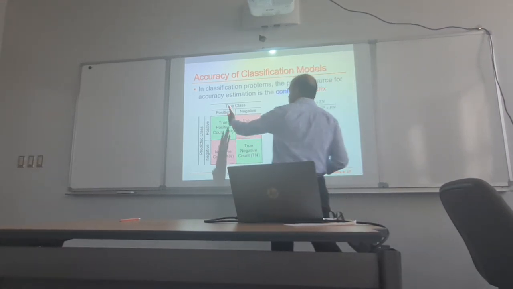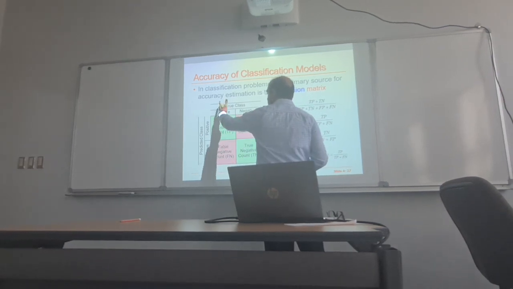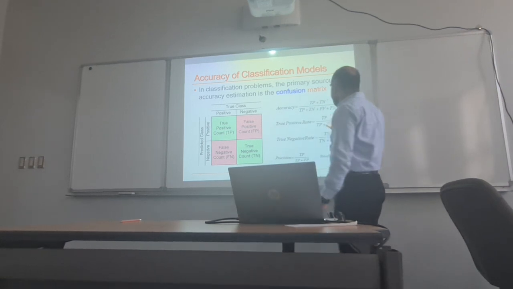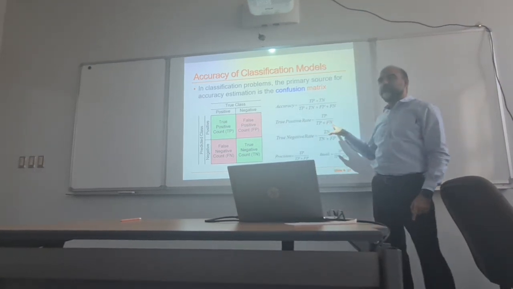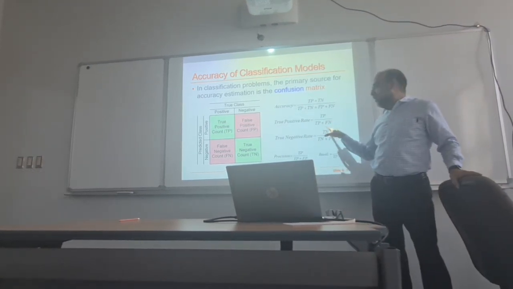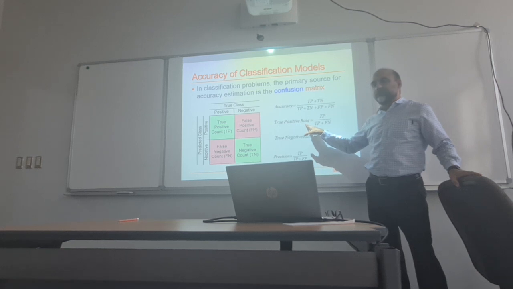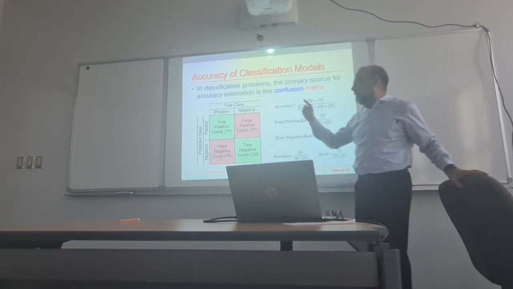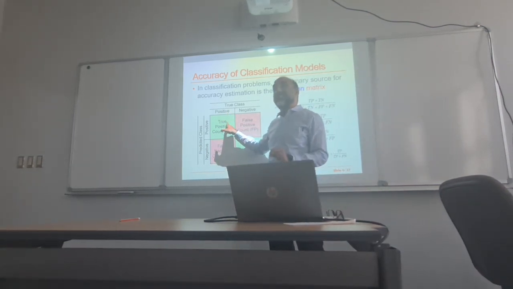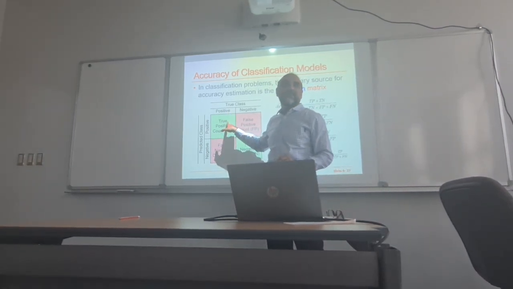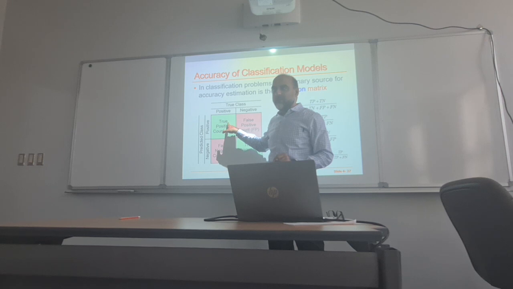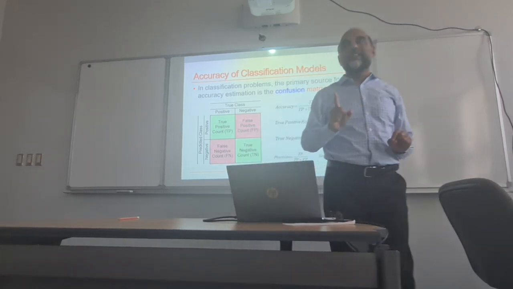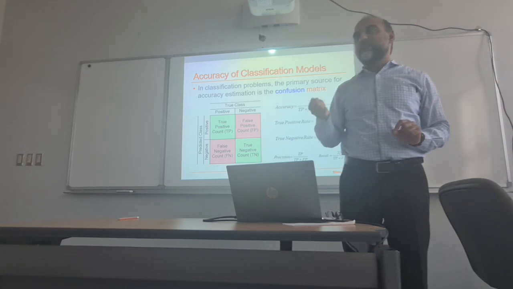If you're just looking at this column, TP over FN, we call that the true positive rate. When it was actually positive, how many times did it correctly identify it as positive? What does this say? How many times it correctly identified it as positive when it was positive?